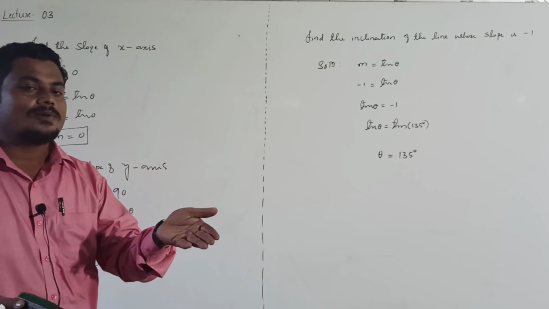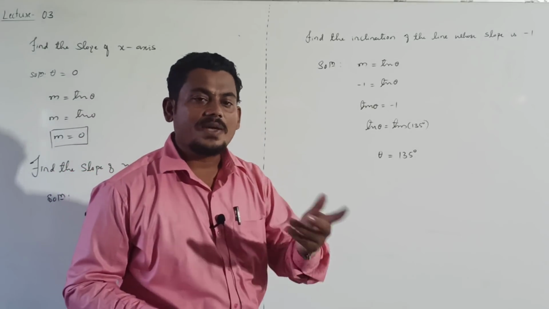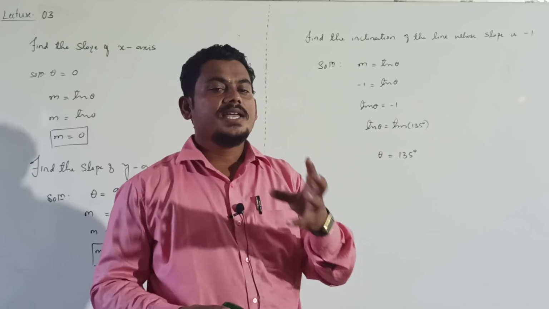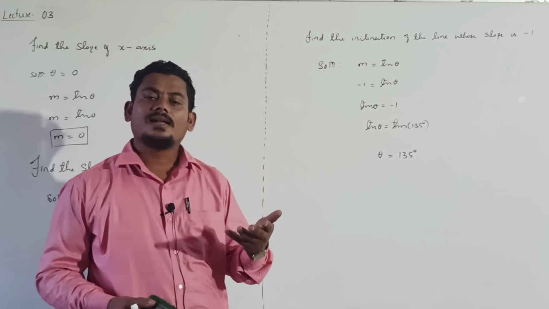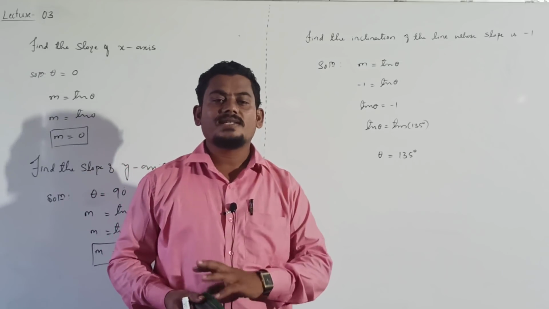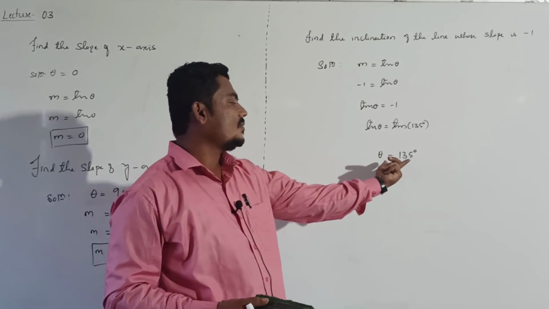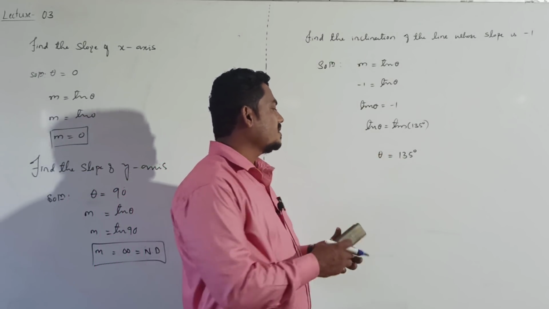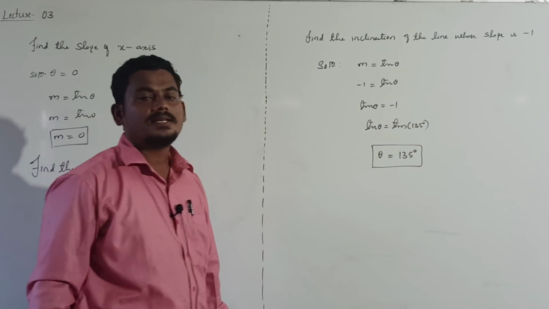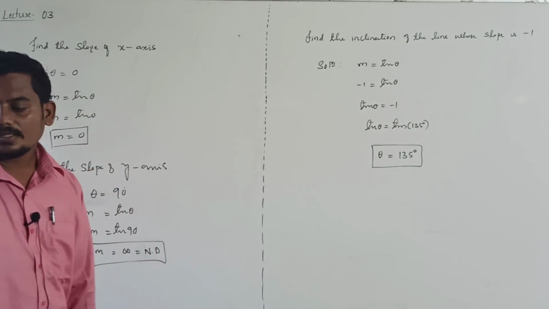Tan is negative in the second quadrant, tan is also negative in the fourth quadrant, but our inclination should not be more than 180. If you take the fourth quadrant angle, then clearly it is more than 180. More than 180 is not possible, so 135 is the possible inclination, right? Inclination of the line is 135, right?